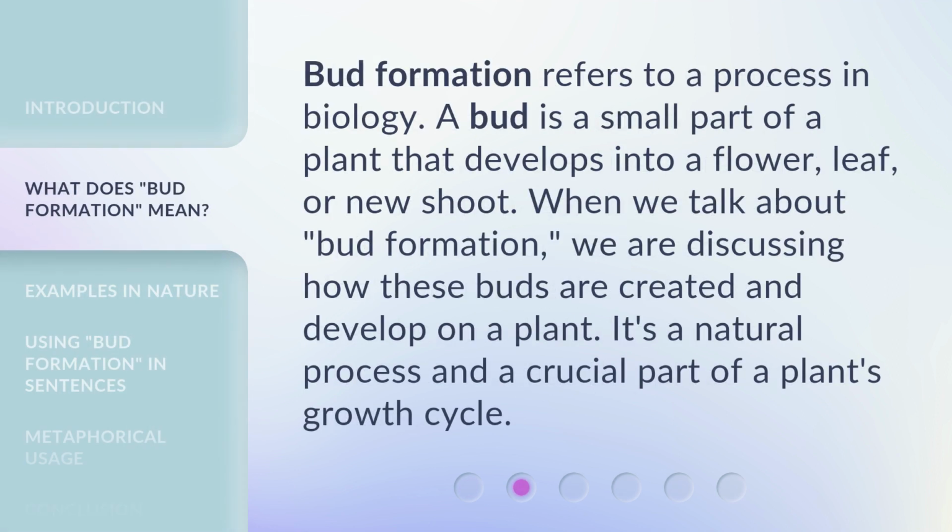Bud formation refers to a process in biology. A bud is a small part of a plant that develops into a flower, leaf, or new shoot. When we talk about bud formation, we are discussing how these buds are created and develop on a plant. It's a natural process and a crucial part of a plant's growth cycle.